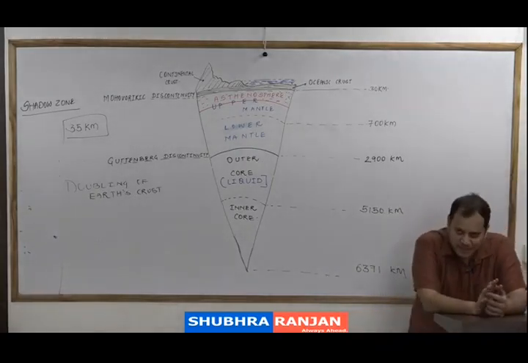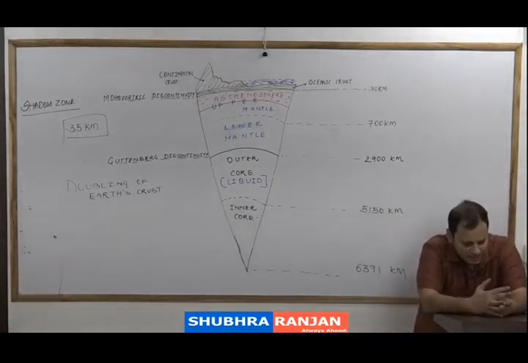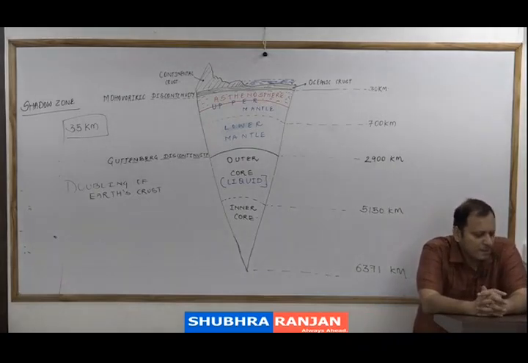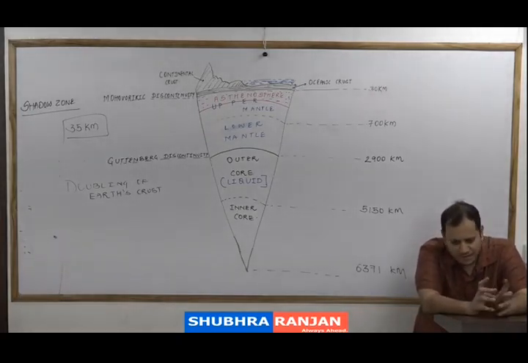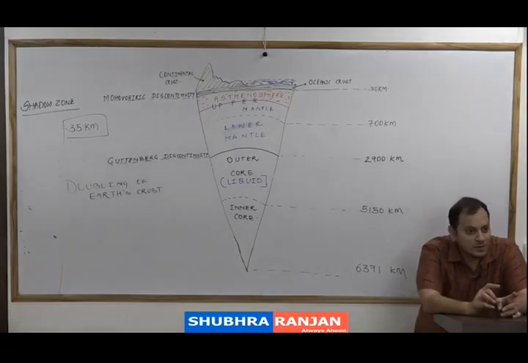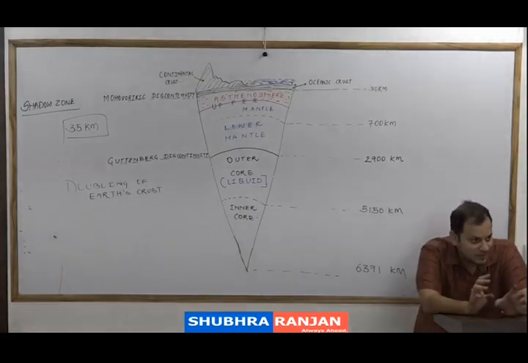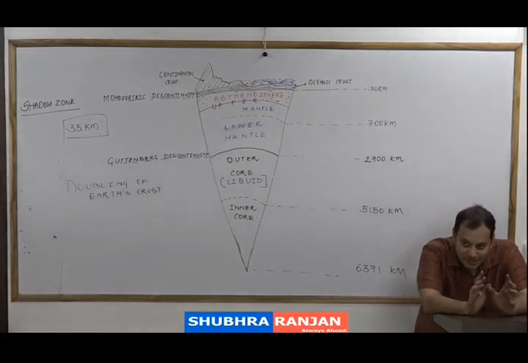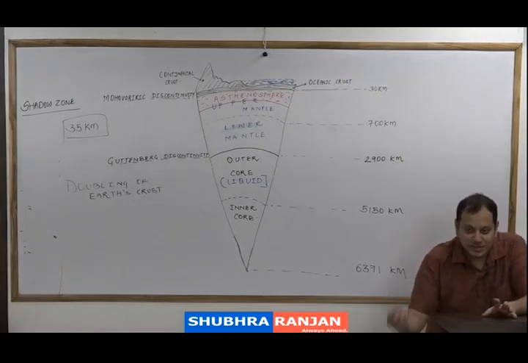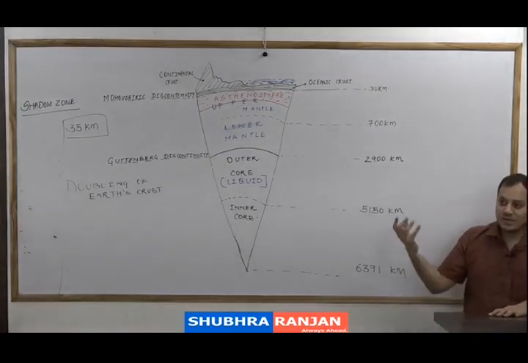Its average thickness is 5 kilometers. It can be 0 kilometers also at some places, but uska average thickness is somewhere around 5 kilometers. So isiliye aage jaake aap dekhenge ki volcanic eruptions kahan pe common honge? Below the sea. That is why sea floor spreading.